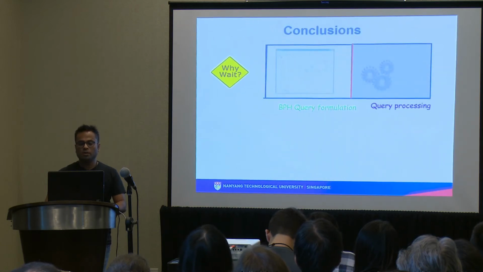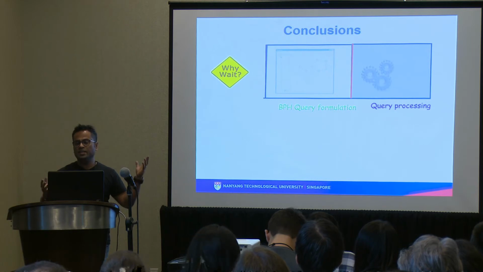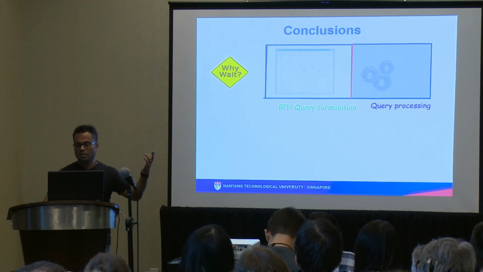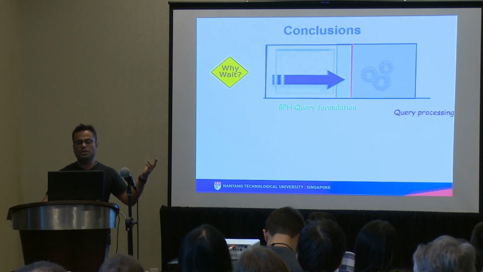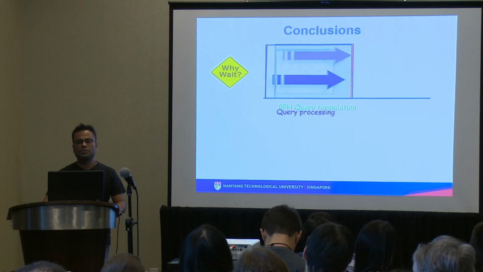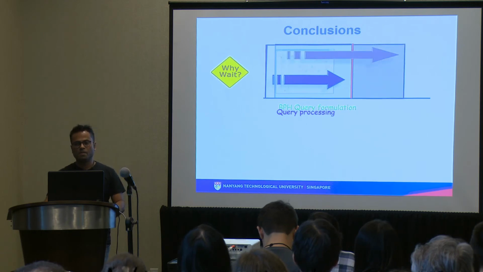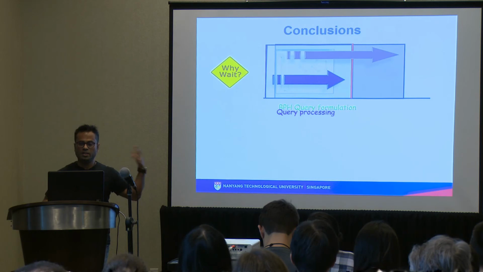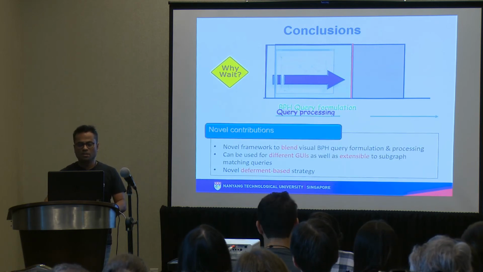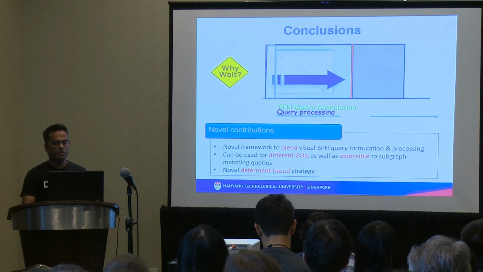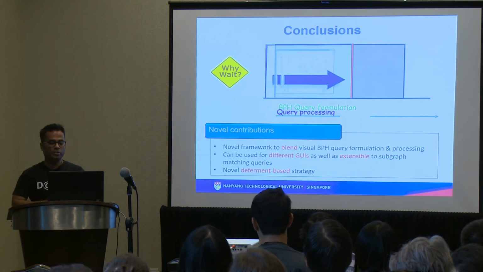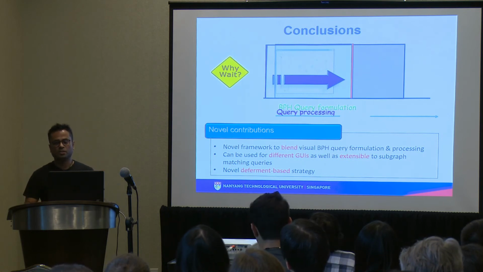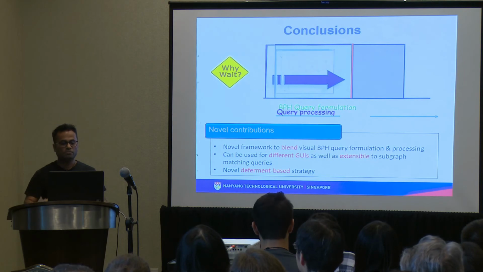To conclude, the idea here, if you want to take something away, is: why do we wait when a query is being formulated visually? So as the BPH query is getting formulated, we start processing it, and because of this, we get a faster response than if you had simply waited for the entire query to be finished and then executed. So there was a tight integration between HCI and query processing. So we make the following novel contribution. One was the novel deferment-based strategy and how we blend it when visual queries are formulated together and they are processed along the way. So that's all for me.